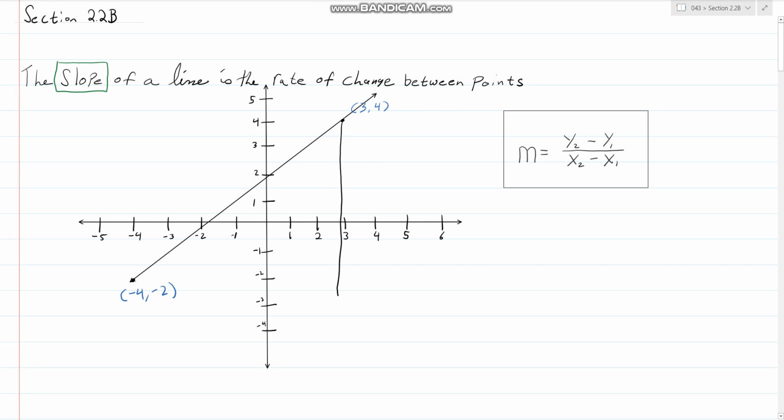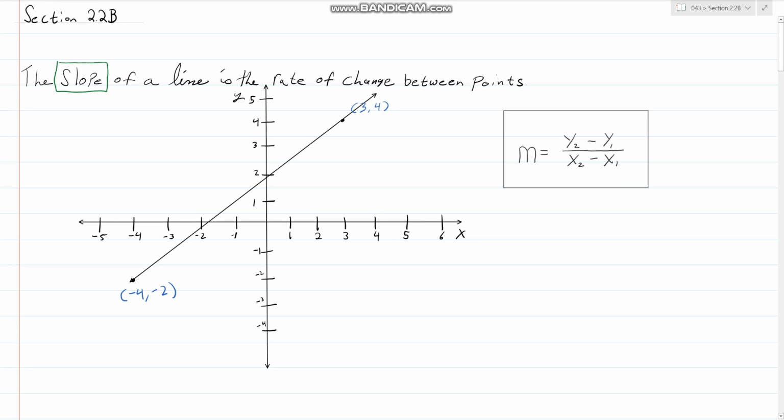Now the horizontal here, that's changing with the x's, right? Because this is the x-axis and this is the y-axis. So we can subtract the x's, which would be 3 minus -4, and we can see that that's of length 7. Okay, so that's how it's changing there. So that is the slope. That's what the slope is.